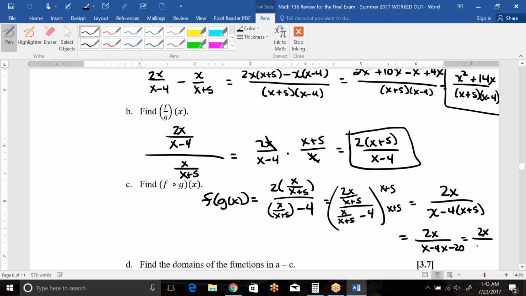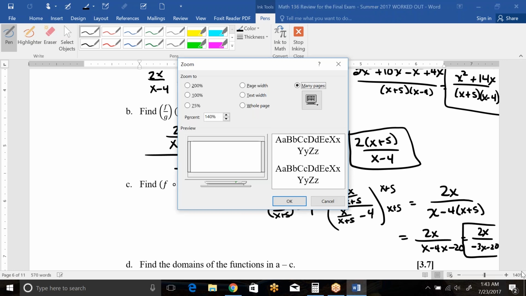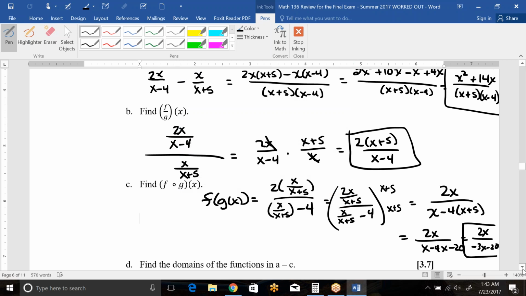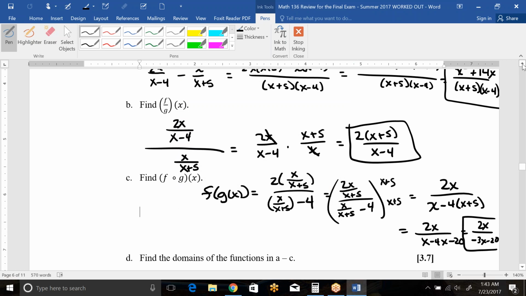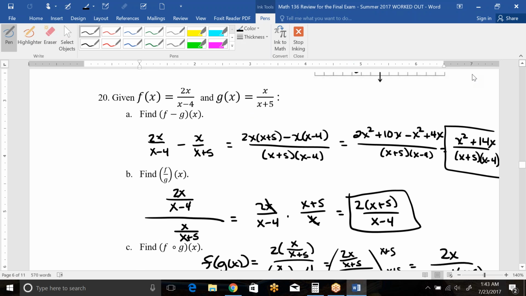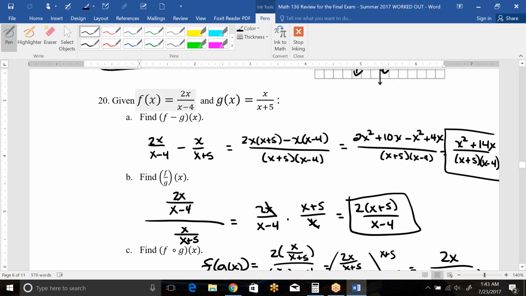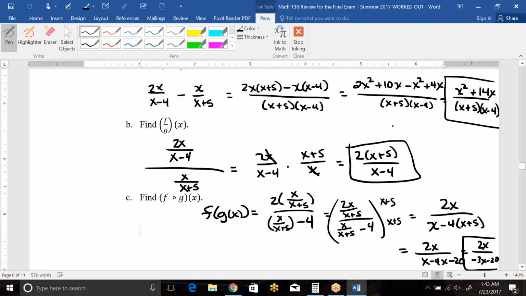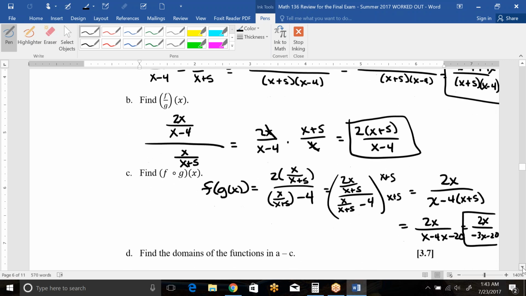And if we combine like terms, we get negative 3x minus 20. So there's the composition. For part D, we're supposed to talk about the domains of each of these. For adding, subtracting, and multiplying, the domain is always the intersection, or what we call the AND version, of the two that we already started with. So this says that x can't be 4 and x can't be negative 5. So for adding, subtracting, and multiplying, we combine that to say that x can't be 4 or negative 5.